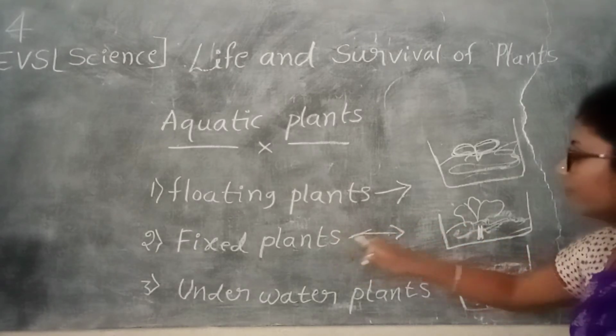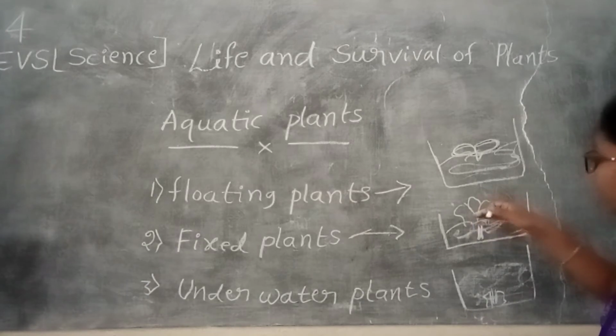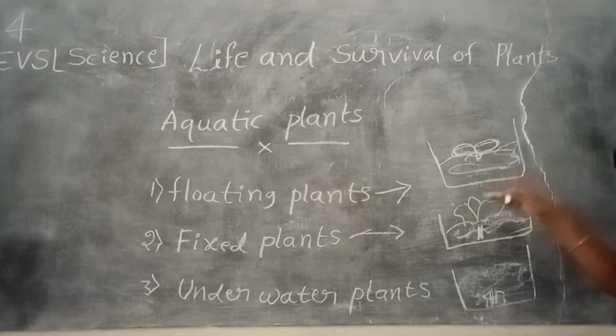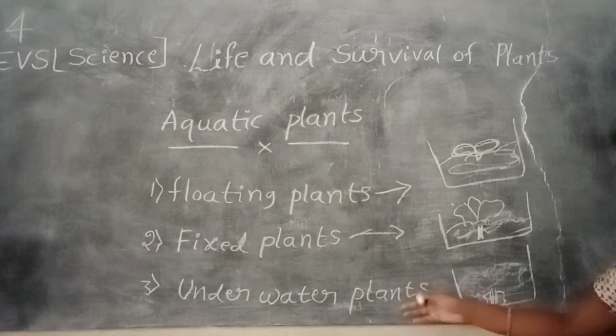But fixed plants are up. Some part is below water, but the other part is completely above water. Floating plants float on water only. Okay, is it clear? Have you got the difference between these three? Okay.